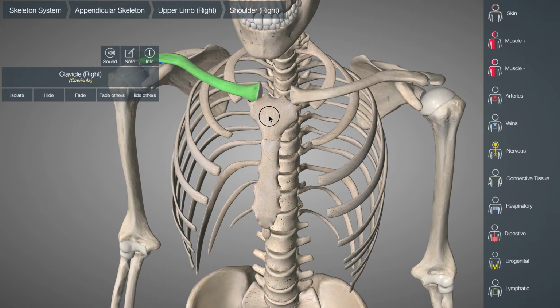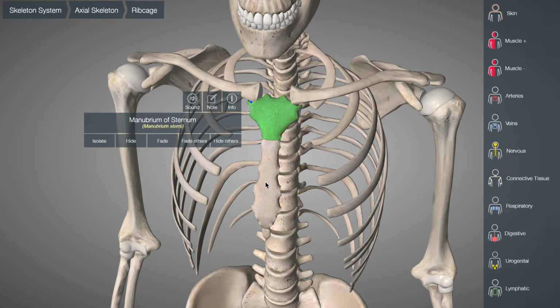Okay, sorry, getting too excited about anatomy.